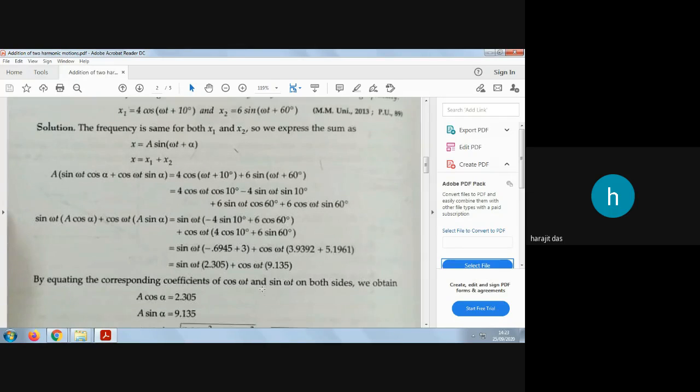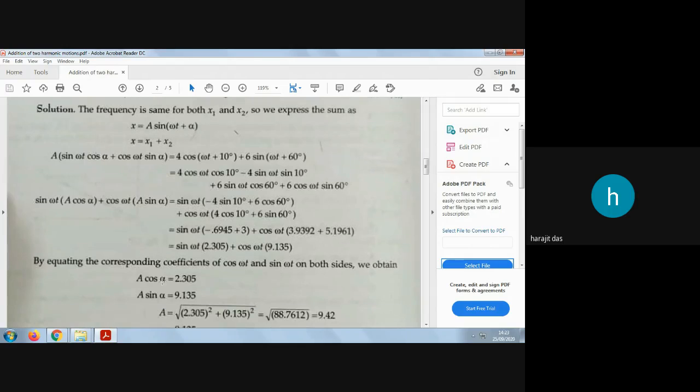So now how will you get the value of the resultant amplitude and resultant angle? Because left hand side equals right hand side, the coefficients will be equal, because the sine and cosine functions are the same, sine omega t and sine omega t. That means A cos alpha equals 2.305 and A sine alpha equals 9.135, isn't it? So mathematically we can write A cos alpha equals this, A sine alpha equals this.